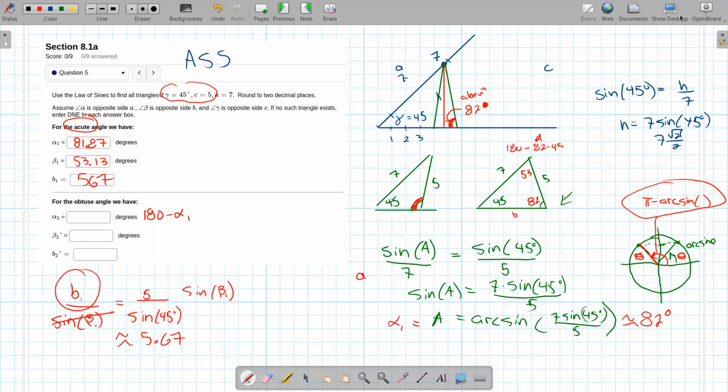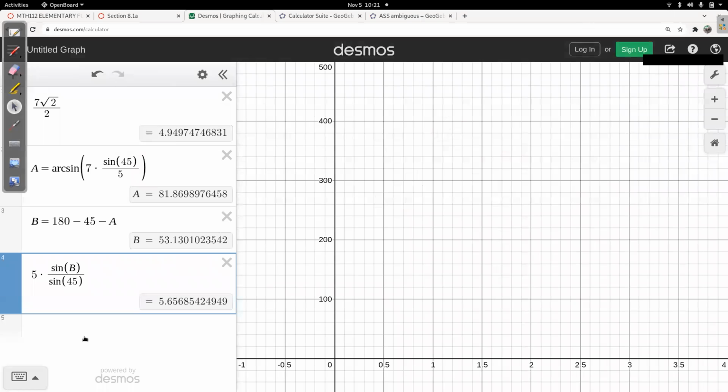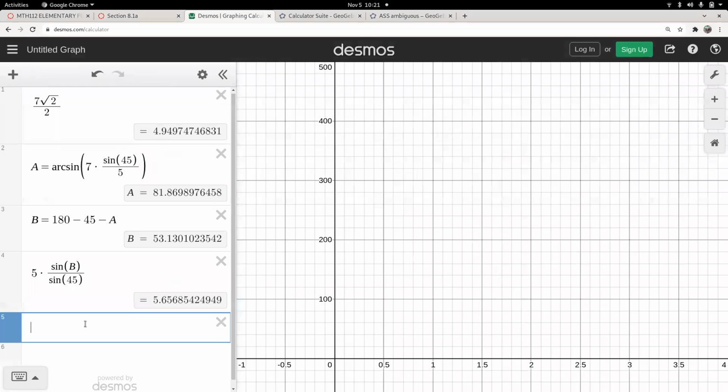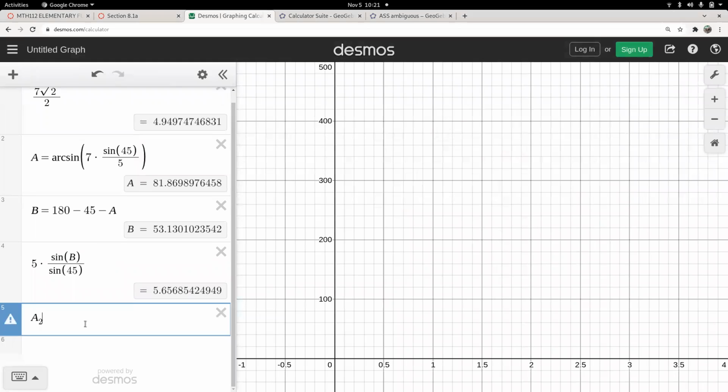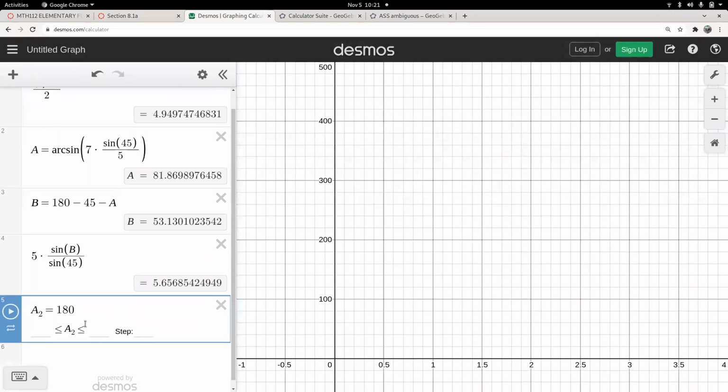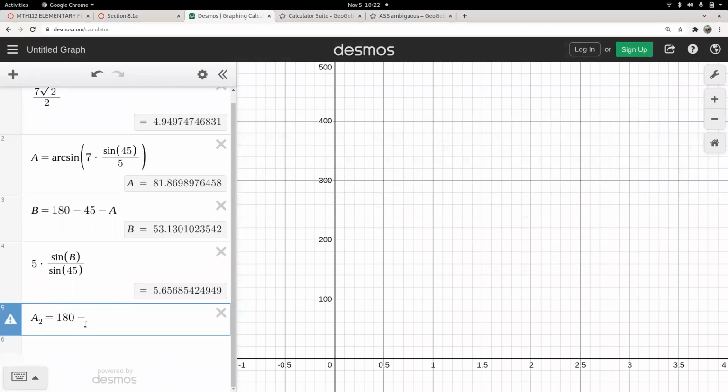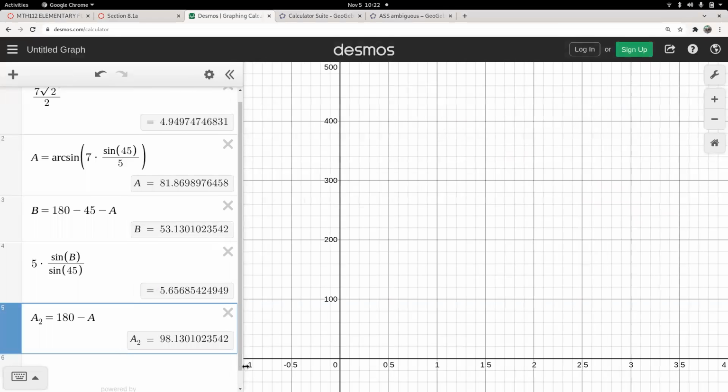So let's check that. All right, so this is going to be, I'll call it A2. And it's equal to 180 minus my A1, which I just called A here. So if you have a calculator with a previous answer button, then you would have to basically retype that if you didn't want to worry about rounding. So I'm getting about 98 degrees for that angle, just a little bigger than a right angle.